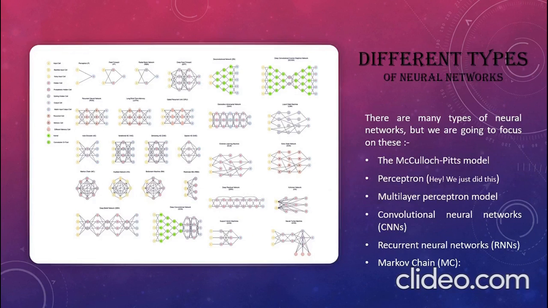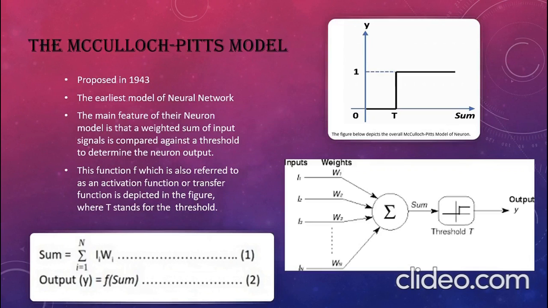Then we move on to the different types of neural networks. There are many types of neural networks, but we are going to focus on these only: the McCulloch-Pitts model, perceptron, which we did earlier, multilayer perceptron model, CNN or convolutional neural networks, recurrent neural networks or RNN, and Markov chain. Let's start with the earliest model of neural network, the McCulloch-Pitts model of neuron, 1943.